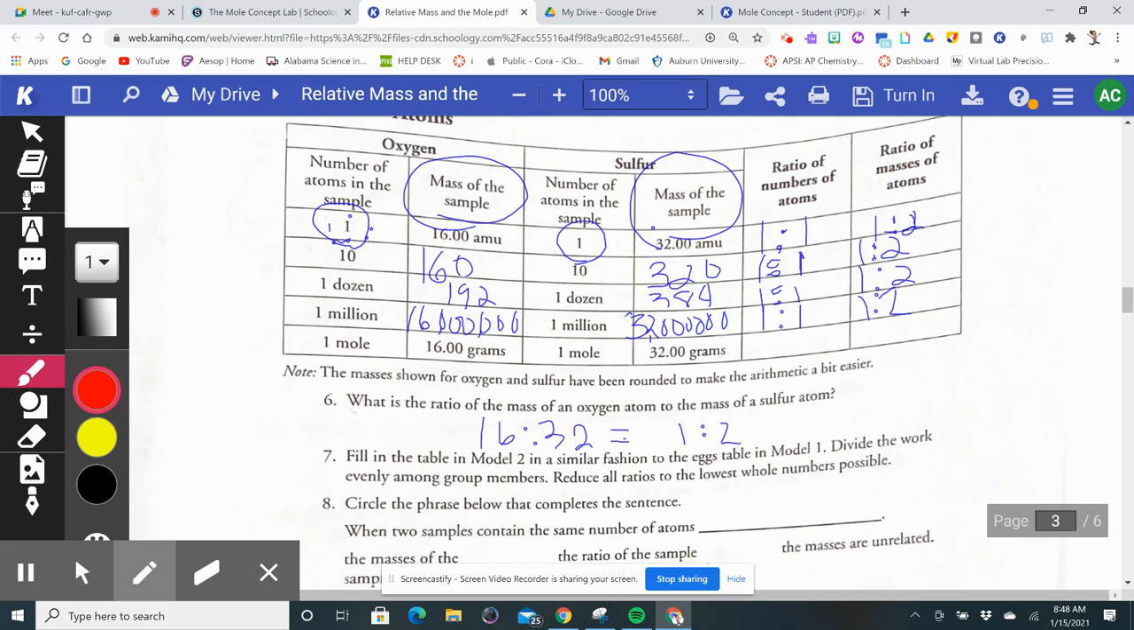What's the ratio of our atoms? Number of atoms? Still 1 to 1. What's the ratio of our masses? Still 1 to 2. Okay?